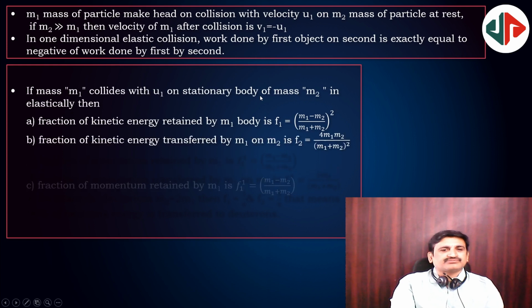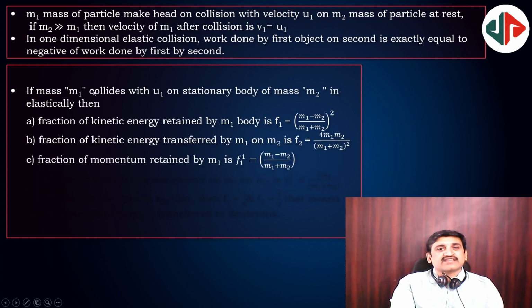Similarly, suppose the second body is at rest and the first body is hitting, then the fractional kinetic energy retained by the first body is ((m1 minus m2) by (m1 plus m2)) whole square. Fractional kinetic energy transferred to the second body is 4m1m2 by (m1 plus m2) whole square. This is the fractional kinetic energy transferred, right?